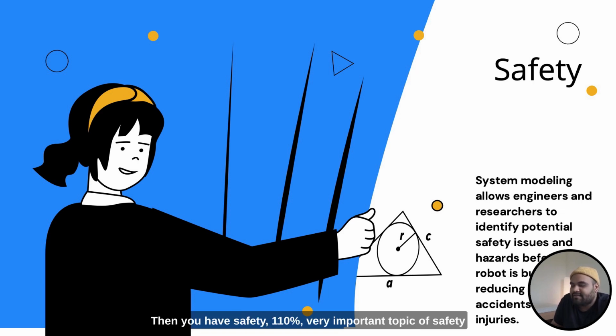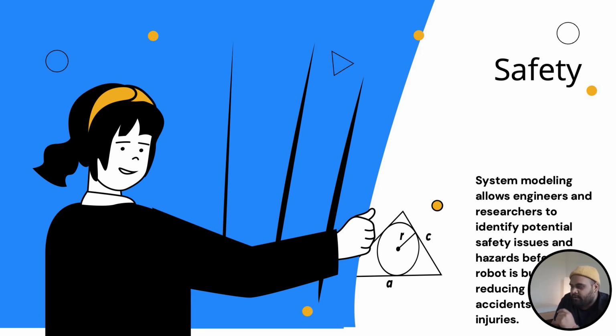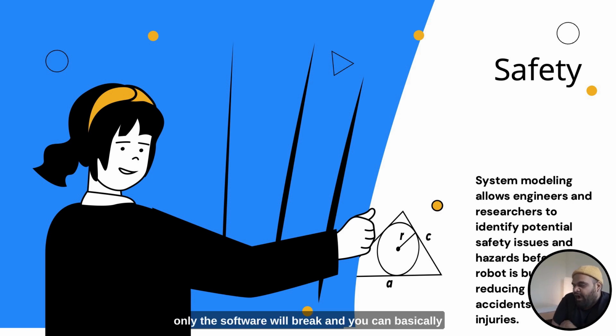Then you have safety. A hundred and ten percent a very important topic, because safety is one of the most critical things. If you're working with a physical robot, safety can be put in danger if the robot is huge. Now, when you're working with a simulation, it's going to be quite easy, because things won't really break. Only the software will break, and you can fix it in the software itself, and you're not really killing anyone. So it's quite an easy task to resolve.